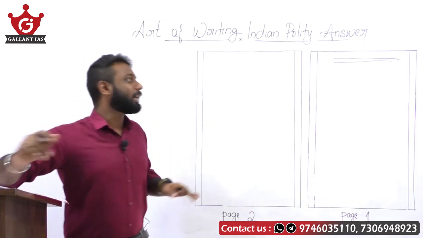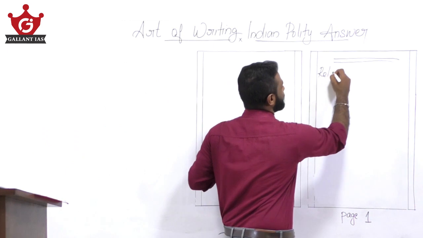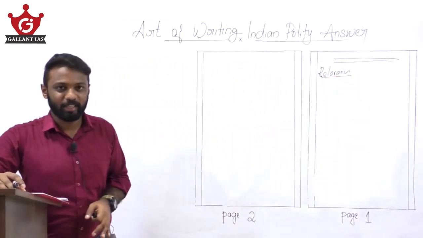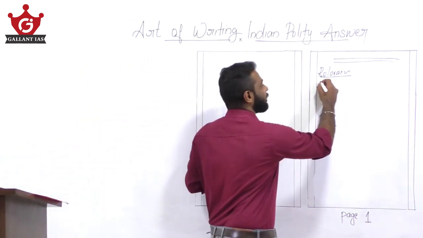Fine. And now you write a separate subheading, relevance. Relevance of Rajya Sabha as a second chamber, and try to write your answers in bullet points.